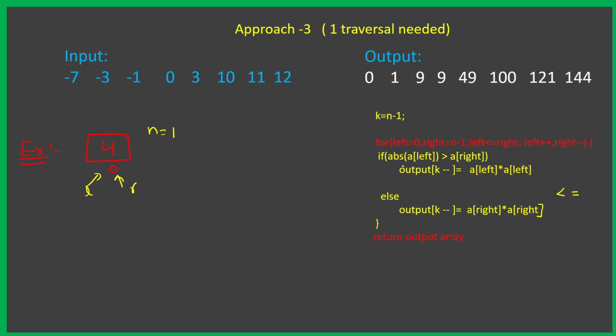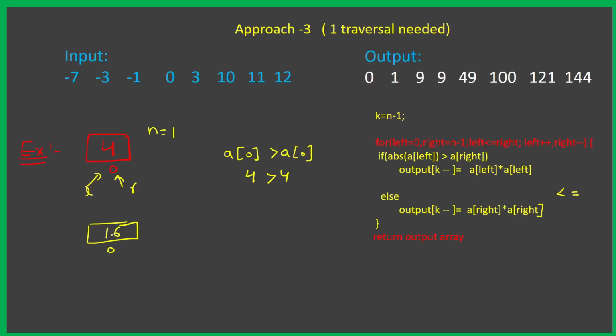Now, if you see, a of left is greater than a of right, that means a of 0 is greater than a of 0, and the absolute value of a of left will be 4 only. So 4 is greater than 4 is false, and I will come to the else part. Here we just find the square of the right element. So a of right into a of right, that is a of 0 into a of 0, will be 16, and I store this in the output array. The output array also has size 1.